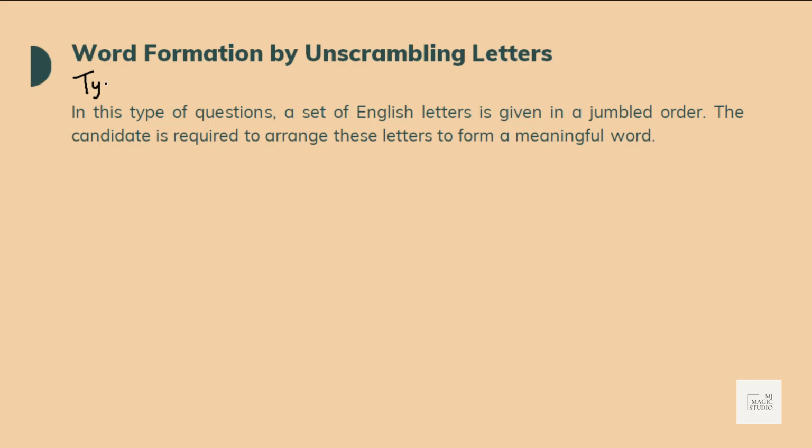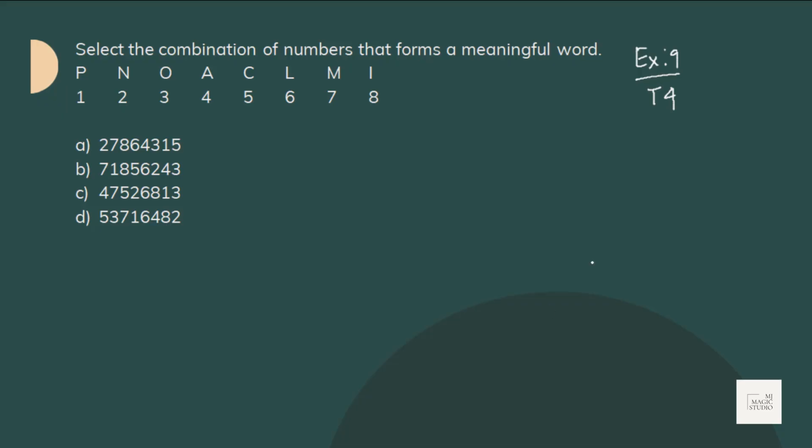Okay, questions of type 4, word formation by unscrambling letters. In this type of question, a set of English letters is given in a jumbled order. We as a candidate are required to arrange these letters to form a meaningful word. Let's scramble it. Okay, let's take up the type 4 question, example 9 for this video.